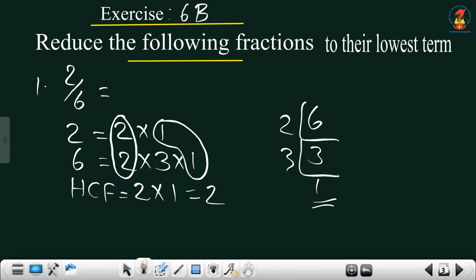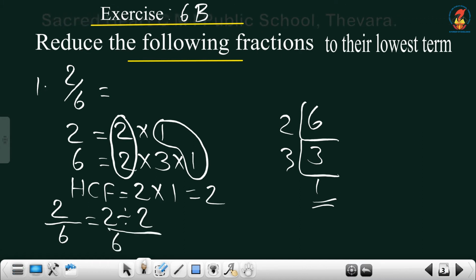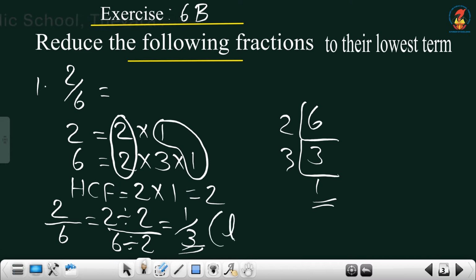After that I need to do what? Divide the numerator and denominator by which number? 2. That is the common factor, right? That's why I can divide. 2 by 6 is our fraction. I need to divide 2 by HCF 2 and 6 by HCF 2. The answer is what? 1 by 3. The lowest term of 2 by 6 is 1 by 3.